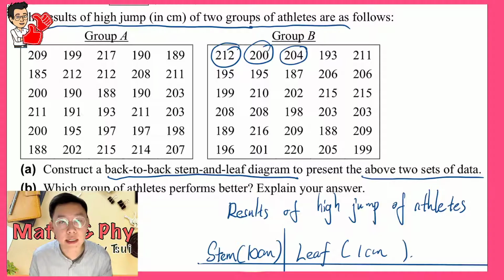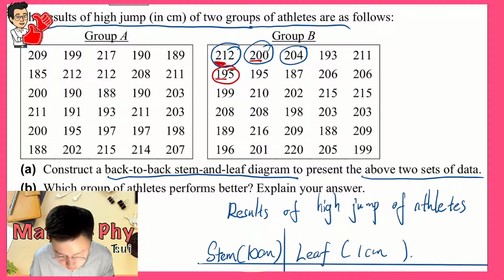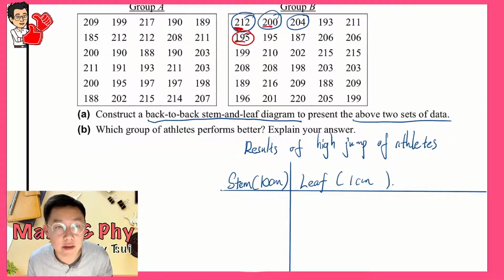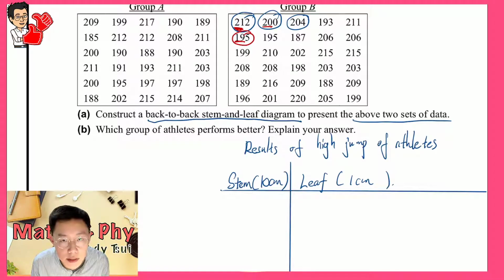204. For the stem part of 212, it should start from 21. 21 is the stem part, and 20 is the stem part for 200. And for example, 195, the stem part should be 19, because 100 is 10 times the 10 for the stem.